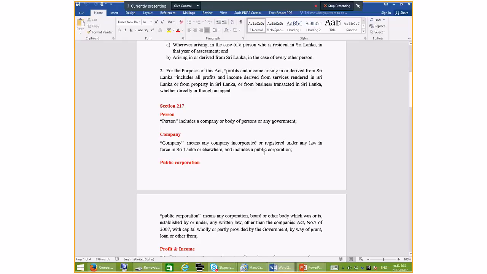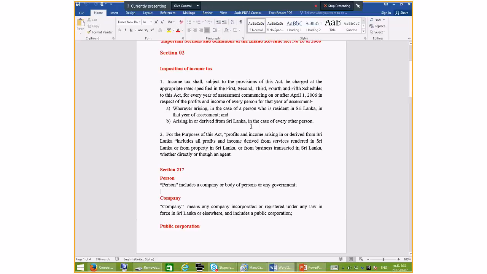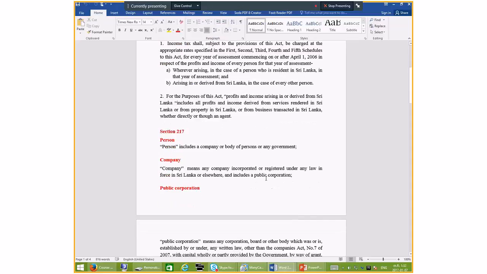Now, if someone asks you on what basis the public corporation's profits are taxed, we know that according to the imposition section, tax is charged on any person who is resident in Sri Lanka, and also on any income derived from Sri Lanka. If any corporation does business in Sri Lanka and derives profit, then it is subject to tax under the meaning of company. The word person includes the company. The company means any company incorporated or registered under any law in Sri Lanka or elsewhere, and includes a public corporation. Now we know how to tax.